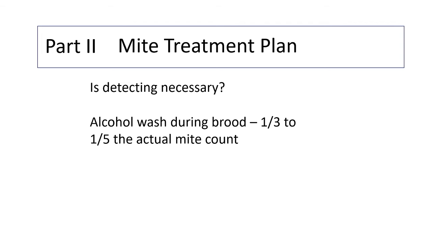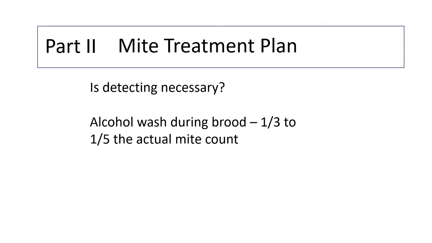So you have to keep in mind, if you do an alcohol wash or a powdered sugar shake, and you get 3 mites in 300, I don't know why we do per 3, just do a percent. That's 1%. That's a third to a fifth the actual mite count. You actually have 5% mites. 5% of the bees are impacted by mites if you have 1%, potentially. If you have a 1%, 3 out of 300 mites in your 300 bee sample.